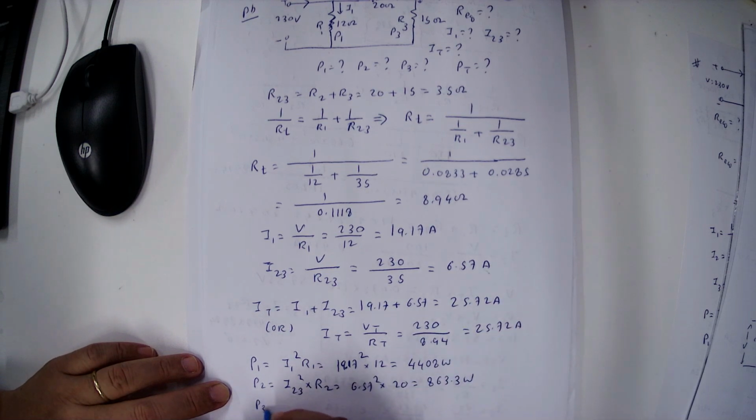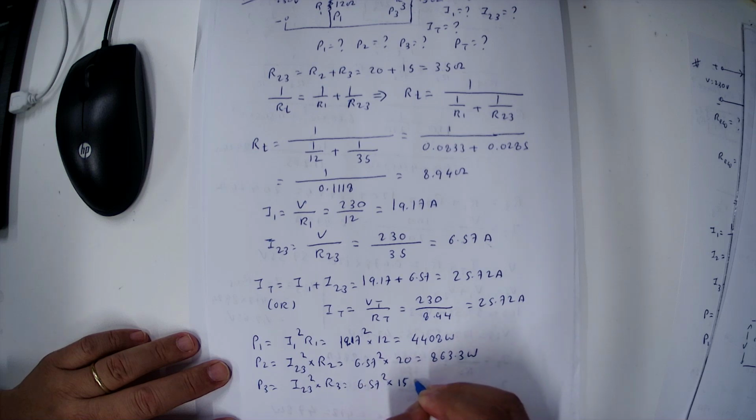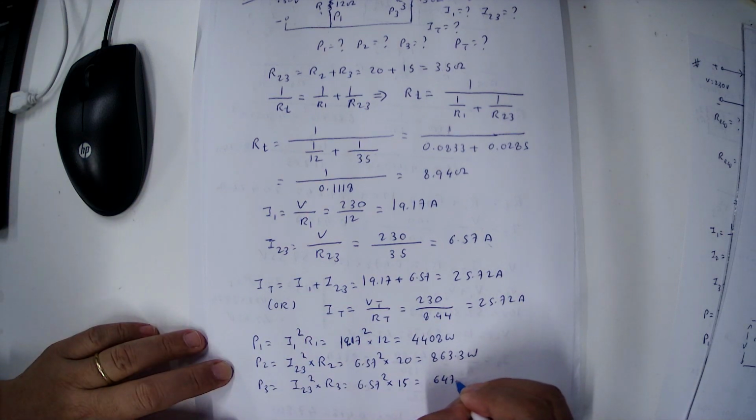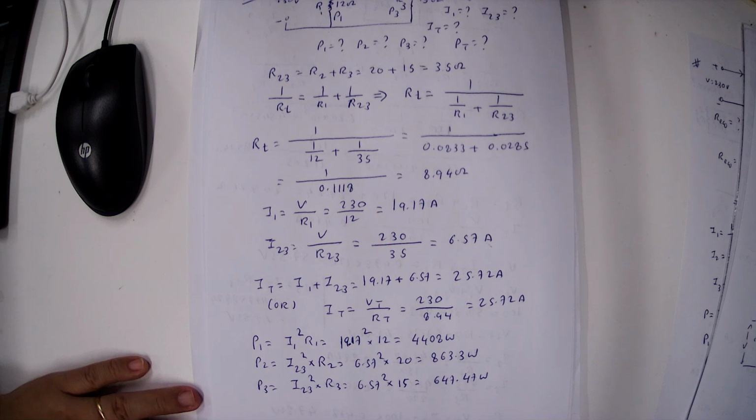We calculate the P3. I23 square multiply R3. So I23 square multiply R3 is 6.57 square multiply 15. So you got 647.471. So this is the way we calculate the power in R1, R2 and R3.